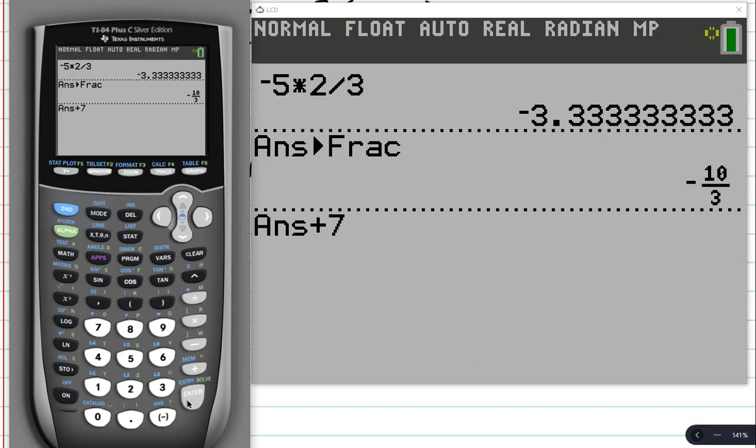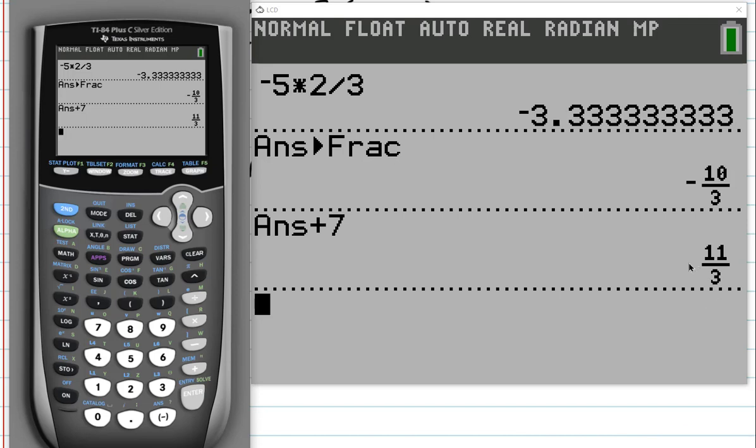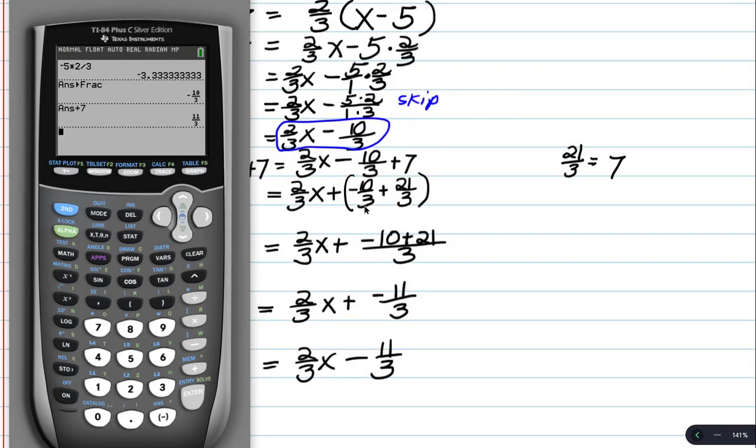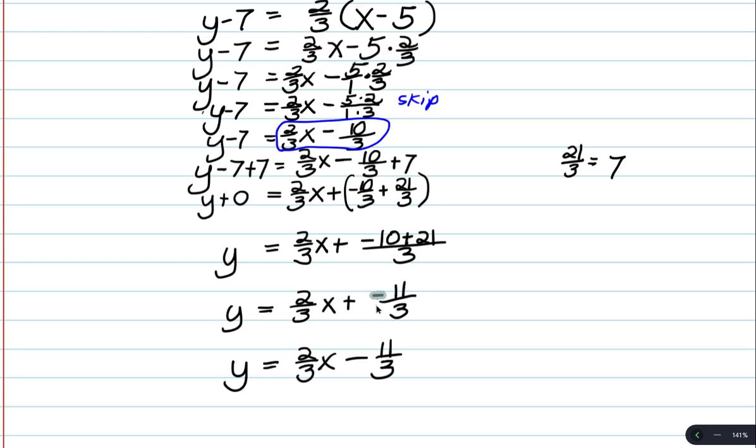I hit enter. I didn't get a decimal. Doggone. I get positive. I know it's positive because there is no negative sign in front of it. Positive 11/3. Yes. That should have been positive. I am dinky. That's positive. 21 minus 10 is positive 11. See, you can even catch your mistakes.